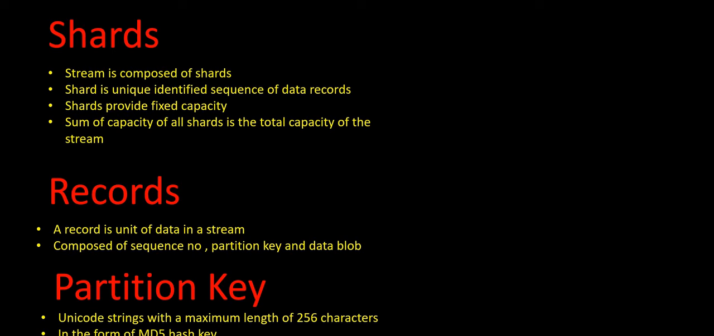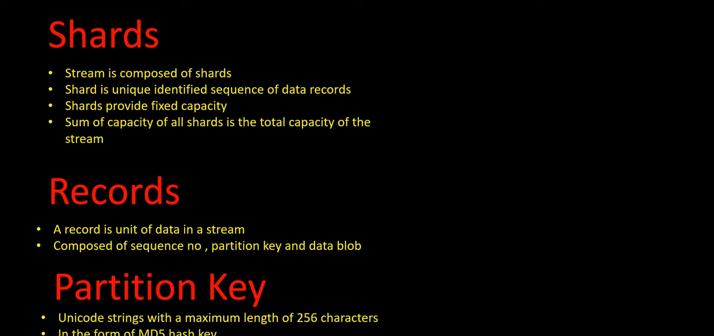Now let's understand some terminology that is used in Kinesis. First is shards. So what is a shard? A shard is a uniquely identified sequence of data records. When you talk about streams, what is a stream? A stream is composed of shards. In one stream there can be multiple shards, but there is at least one shard. And shards provide fixed capacity of the streaming.